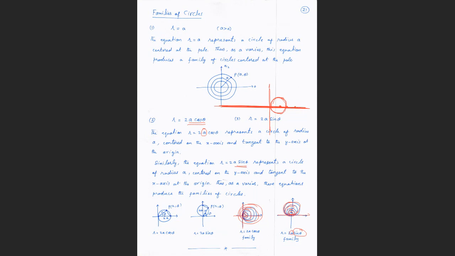For example, if a is negative, what will the graph be? The graph will be here, 1, 2, 3, 4, 5. Similarly, if a is negative for the cosine, the graph will be like this one. Okay, so these are the families of the circle for cosine, for sine, and for r is equal to a.